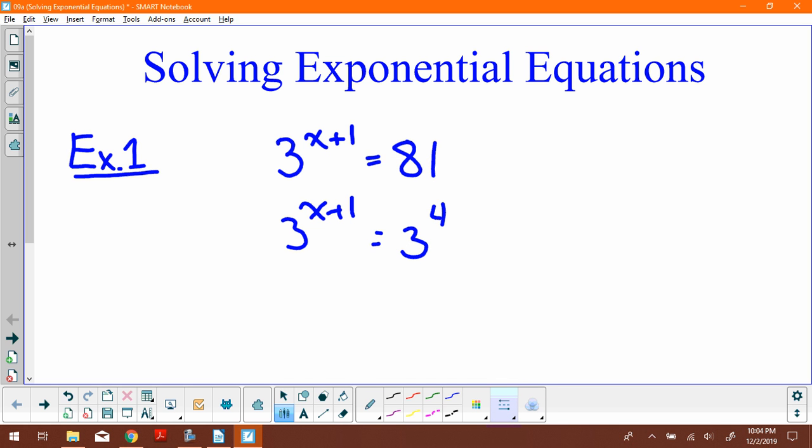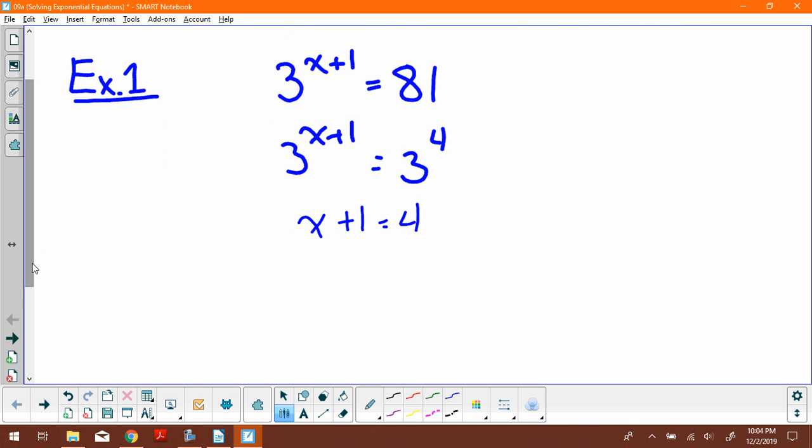Now that I have the same base, they're both 3's, I can remove them, and I have x plus 1 is equal to 4. And now I have a nice little linear equation that I can solve for x. So we bring the 1 over. That means x is 3. Again, I can do a quick check by going back into the original equation. We plug in 3 for x, I have 3 to the x plus 1, which becomes 3 to the 4, and that does equal 81. We're good.